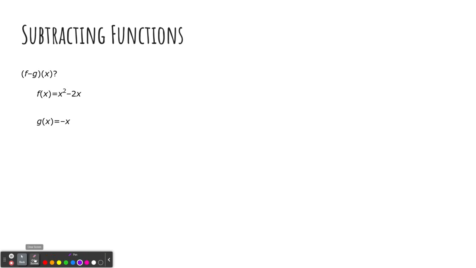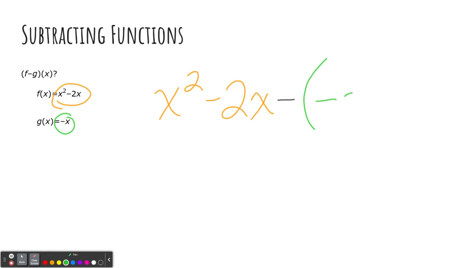Subtracting functions. So here we're going to take f of x and we're going to subtract g of x. Start by writing f of x, x squared minus 2x. Now I'll be subtracting g of x. You want to put the second thing in parentheses so that you know to distribute that negative. From here, I'm going to clean it up.